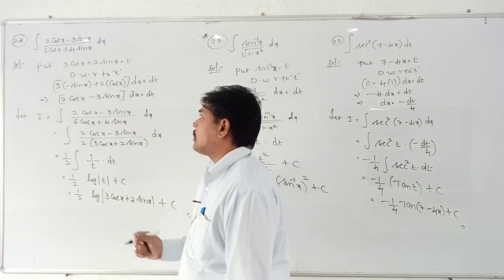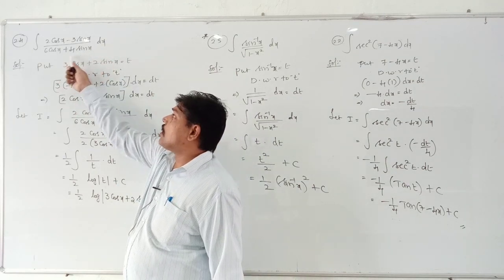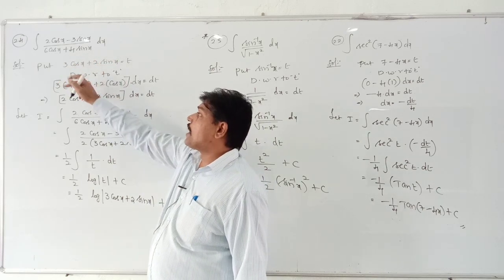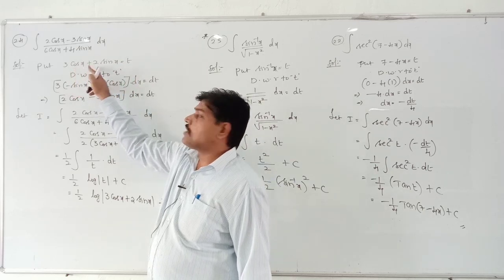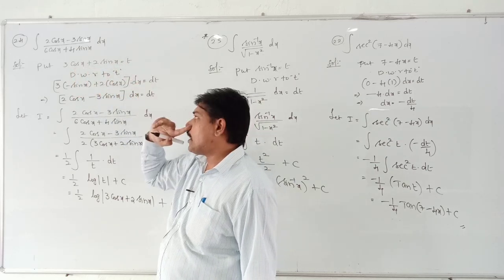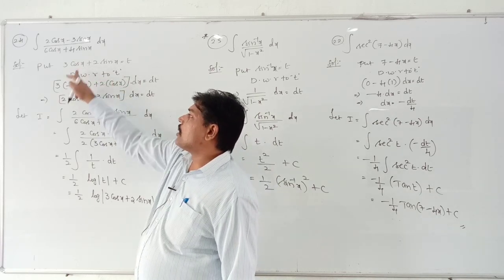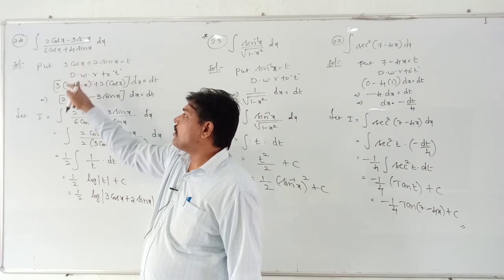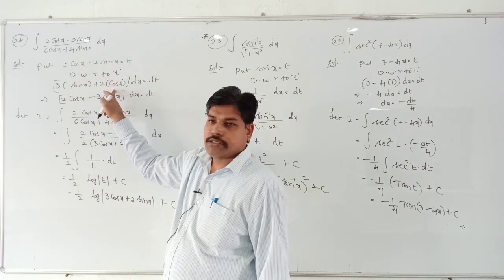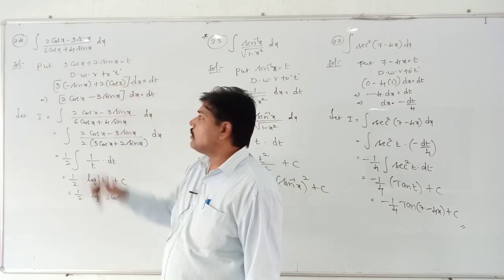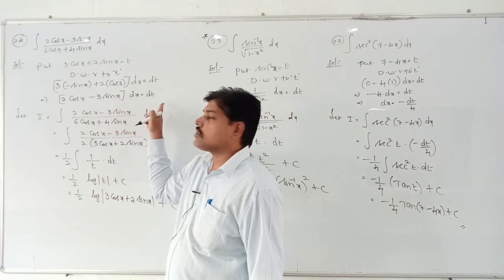So see that question, students, once again. What we are starting with is the problem 2 cos x minus 3 sin x by 6 cos x plus 4 sin x. So we take 3 cos x plus 2 sin x is equal to t. Differentiate with respect to t. So what happens? Cos x derivative is minus sin x, plus 2 into sin x derivative is cos x into dx is equal to dt. So I have written 2 cos x minus 3 sin x into dx is equal to dt.